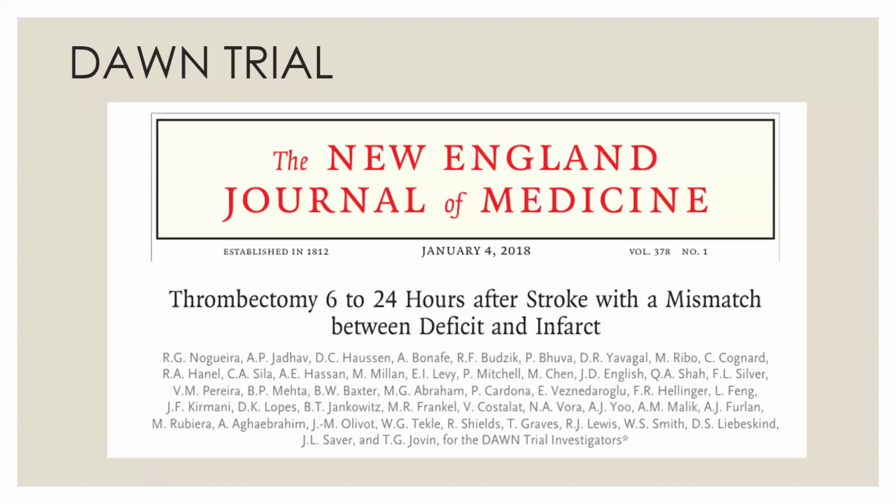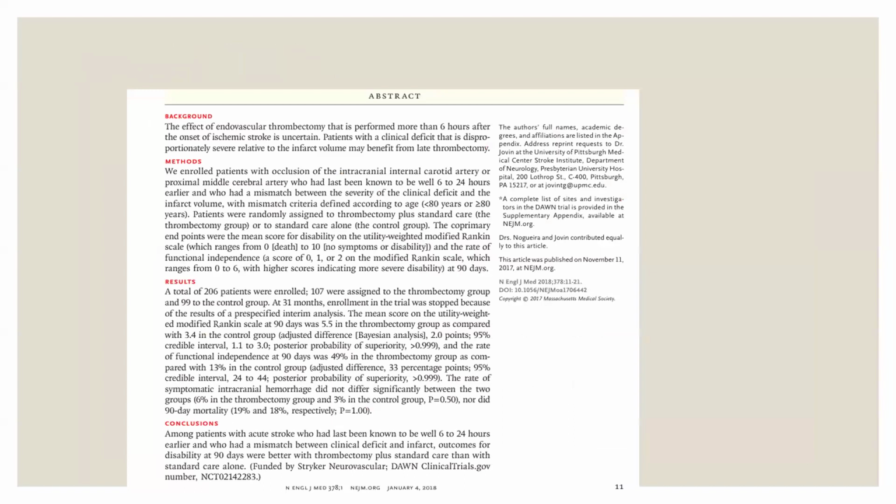Then in 2019, the DAWN trial was published, which extended this window period for thrombectomy patients. What is this trial? This trial was thrombectomy 6 to 24 hours after stroke with mismatch between deficit and infarct. So what is the methodology of this trial? They included patients with occlusion of the intracranial internal carotid artery or proximal middle cerebral artery who had last been known to be well 6 to 24 hours earlier, or who had mismatch between the severity of clinical deficit and infarct volume, with mismatch criteria defined according to age.